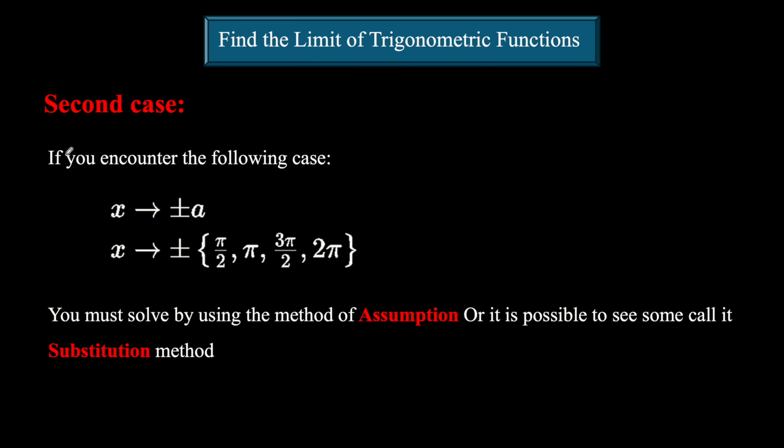Okay, so if you encounter the following case, when x approaches plus or minus a, or x approaches plus or minus pi over 2 or pi and so on, you must solve by using the method of assumption, or it is possible to see some call it substitution method.